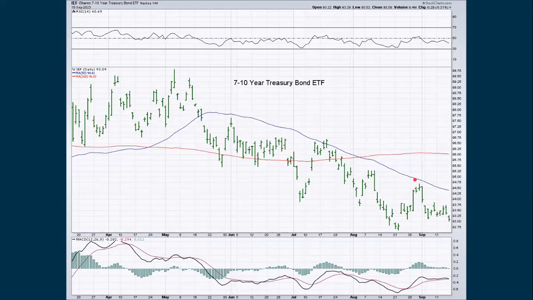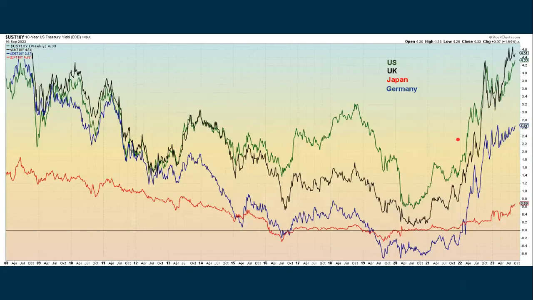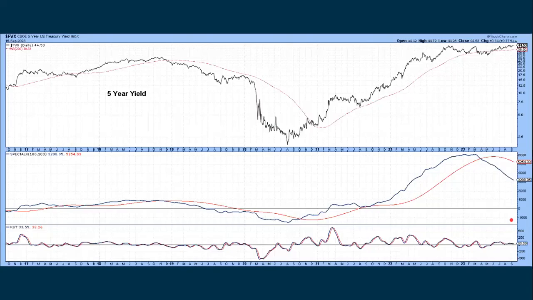We look at a daily chart of the 7-10 year ETF, where we're seeing some weakness now. With the RSI, we're below 50 and declining. We've seen a recent death cross, and the MACD is starting to roll over negative. We look at a daily chart of treasury yields going from 30 years all the way down to 3 months. This just gives us an idea of how things are moving, even though we're seeing a lot of inverted yield curves still. Here's a weekly chart looking internationally, where the UK has the highest rates, followed by the US and Germany. We're seeing the Japanese rates go up slightly, but we're keeping an eye on what's happening there.